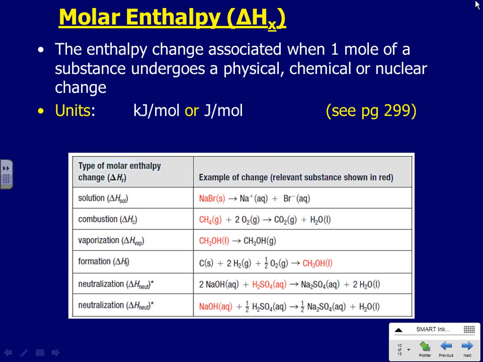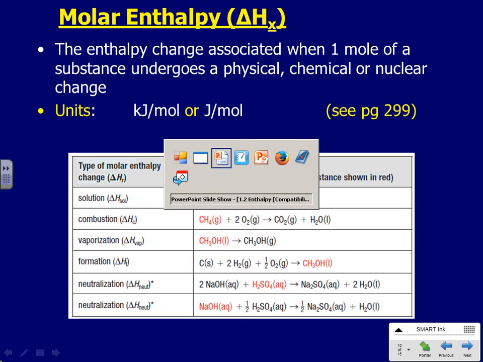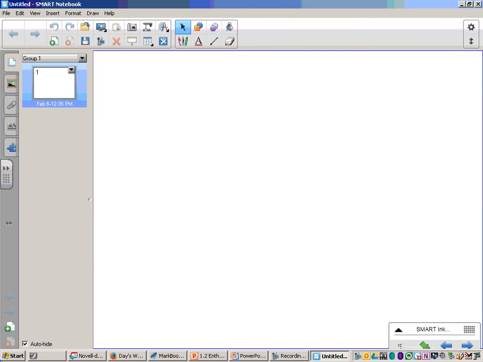So what is a molar enthalpy? So molar enthalpy is the enthalpy change, the delta H, associated when 1 mole of a substance undergoes a physical, chemical, or nuclear change. And we're not going to be dealing with nuclear, obviously. So now we're talking in terms of just 1 mole. A molar enthalpy will be kind of indicated to you by the fact that we've got a little subscript beside it, all right? Now, before I get into showing you what's on this table, let me just do a little quick review with you to just show you what we're really talking about here. And you don't have to write this down.